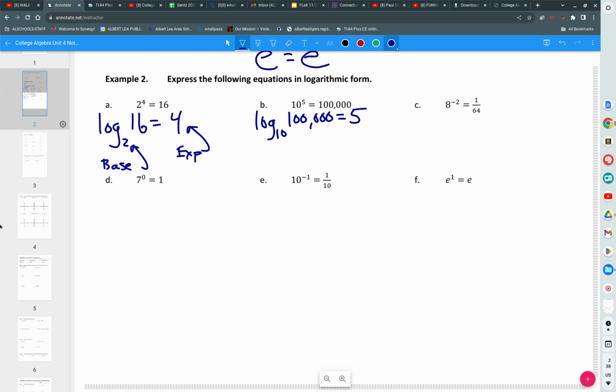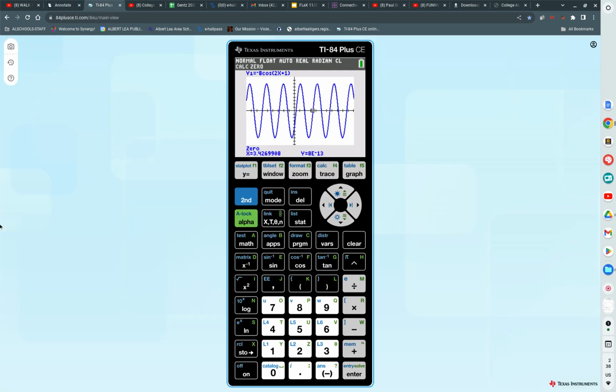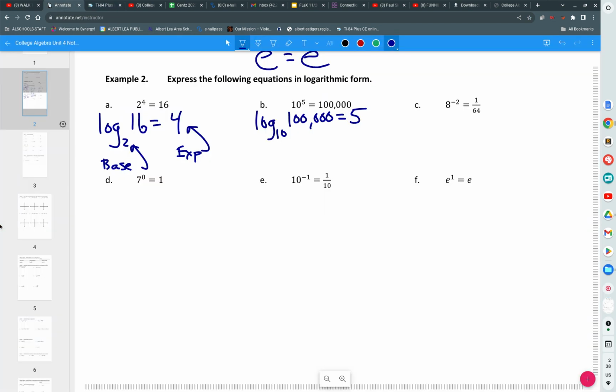The next one, I would write log base 10 of 100,000 is equal to 5. Now, if you look at your calculator, it has 2 logarithm buttons, log and ln. But notice it doesn't ask you for a base. The base of the logarithm is assumed to be 10. So you could just write log of 100,000 is equal to 5. If it doesn't have a base written, it's assumed that the base is 10. Everybody got that? Okay, please do letters C, D, E, and F on your own. Go.